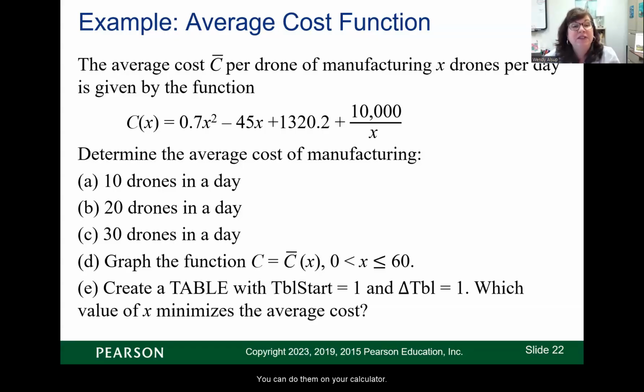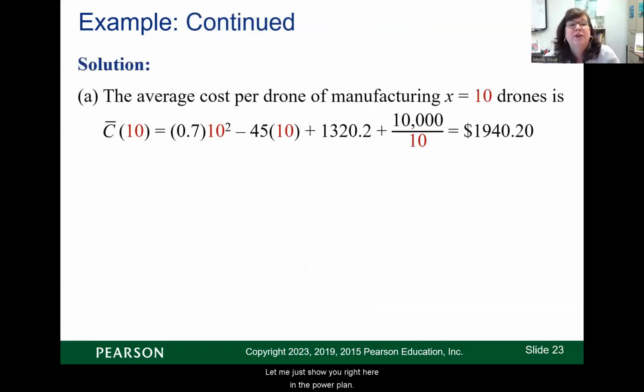You can do them on your calculator. Letter A would be C of 10. B would be C of 20, and C would be C of 30, okay? Now, let me just show you real quick on my calculator. Well, actually, we don't need to do that. Let me just show you right here in the PowerPoint. C of 10 would be 0.7 times 10 squared minus 45 times 10 plus 1,320.2 plus 10,000 divided by 10, and you could put that straight all the way in on your graphing calculator.